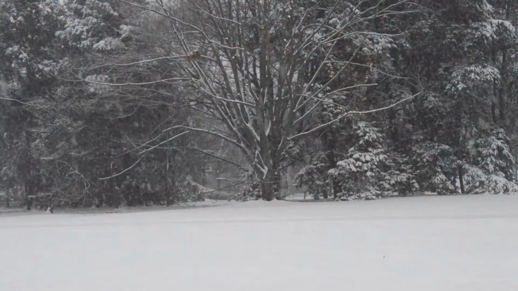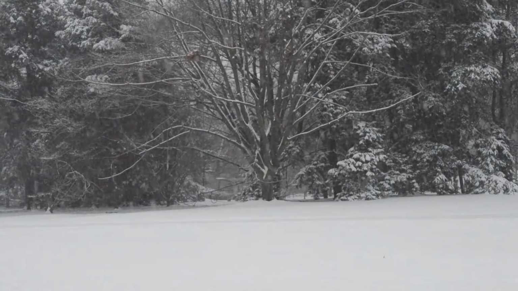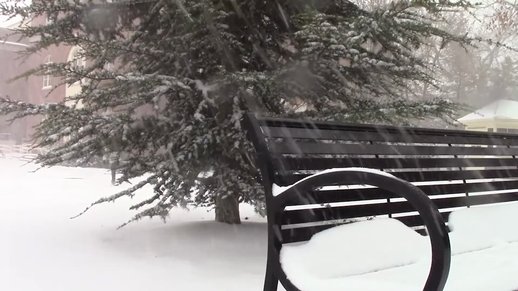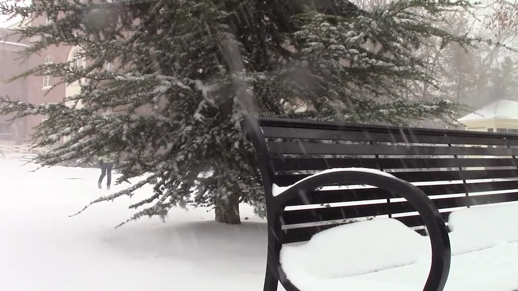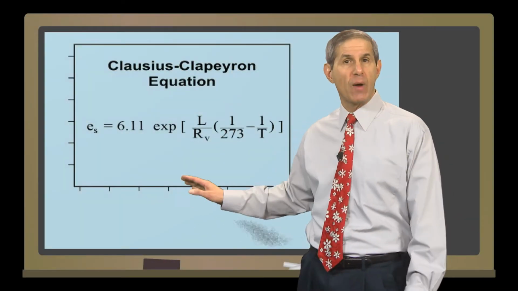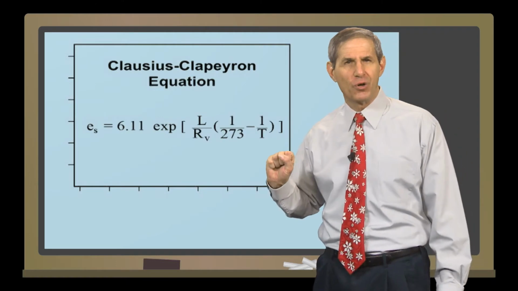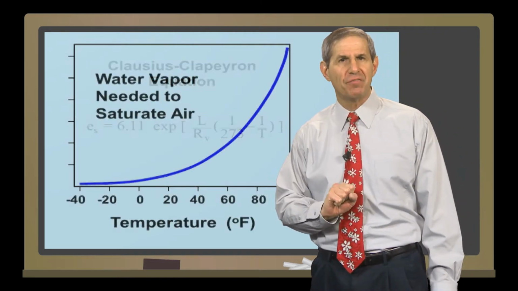On the flip side, it's never too cold to snow, but it's tough to get a heavy snow at extremely low temperatures because it doesn't take much water vapor to saturate really cold air, essentially to get clouds and precipitation. This dependence on temperature is wrapped up in what's called the Clausius-Clapeyron equation. We will do the math for you by converting this into a graph.